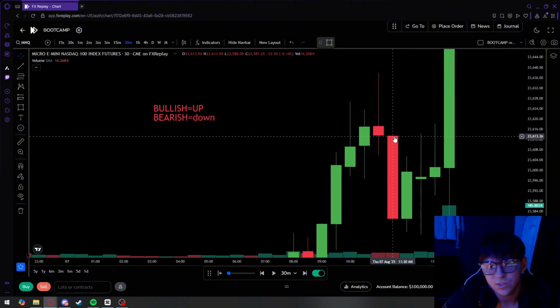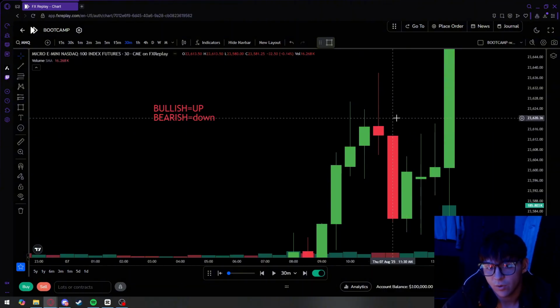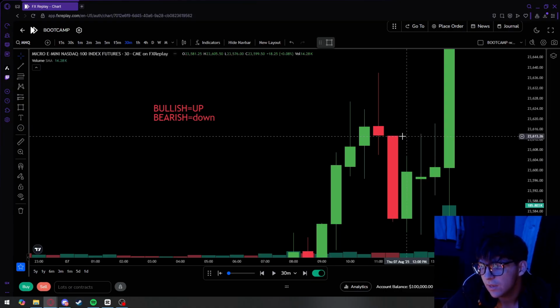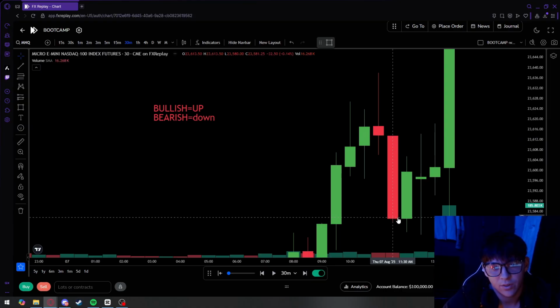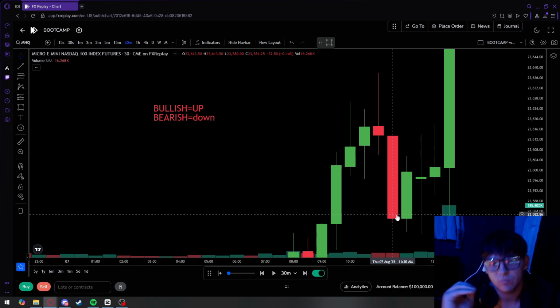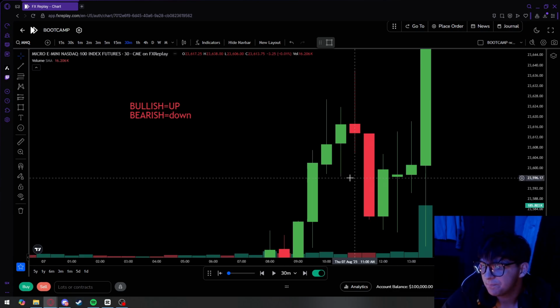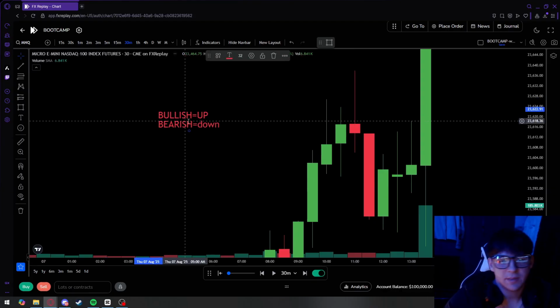Next candle started here. It was a very, very strong bearish candle. We didn't even go up at all. We didn't want to go up whatsoever. We immediately just dropped and plummeted all the way down to here, and we didn't even need to go up anymore because we were just so bearish at that point in time. So yeah, it's a very basic concept.